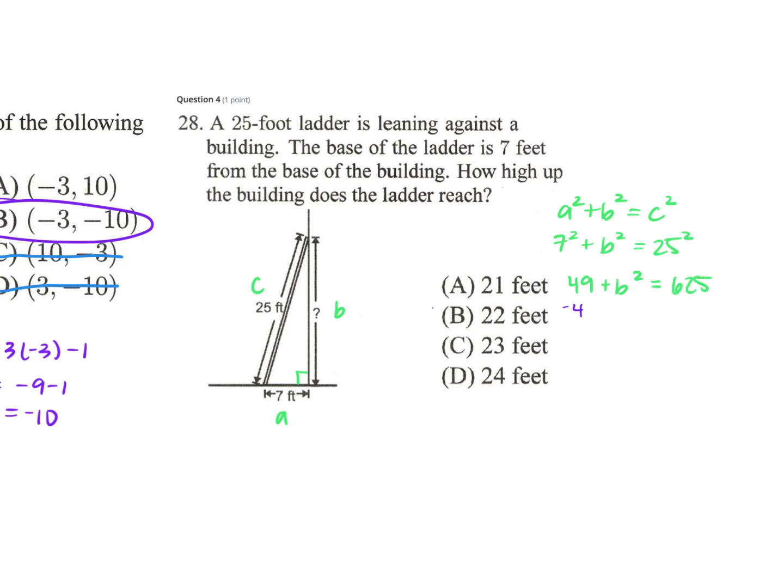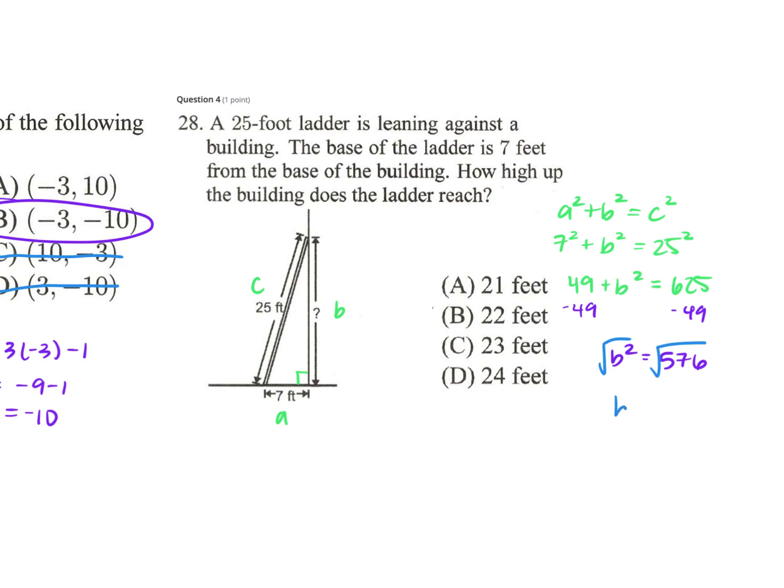I'm going to subtract 49 from both sides, which gives me 576. And then to solve for that side length, which I've called b, I'm going to take the square root of 576.